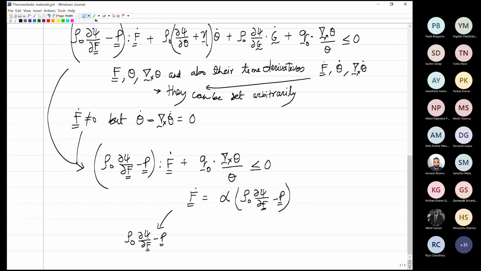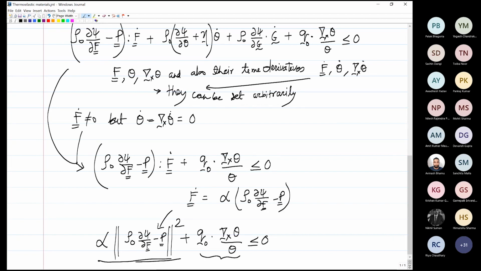So that's going to give you the magnitude of the second order tensor. That means take each of the components, square it, sum it, and then take the square root. So that's the magnitude. So what you get is this square times alpha plus q naught dot grad x theta divided by theta less than or equal to 0. Now you see this thing is some fixed quantity. It could be some number.